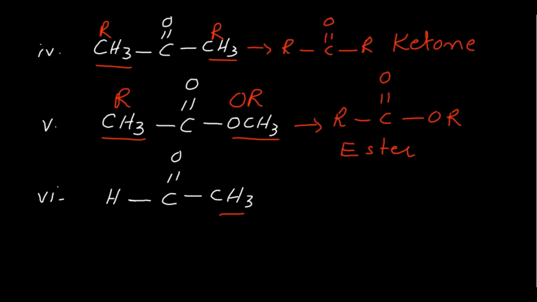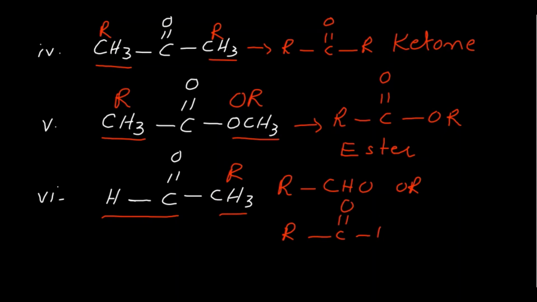Now students, part number 6. Here we can notice what is the name of this functional group, students. On one side we have alkyl group, and on the other side we have CHO group. We can write it this way, RCHO, or we can write R C double bond O H. Identify this functional group. Yes, correct. This is aldehyde. I hope this question is clear to you, students.